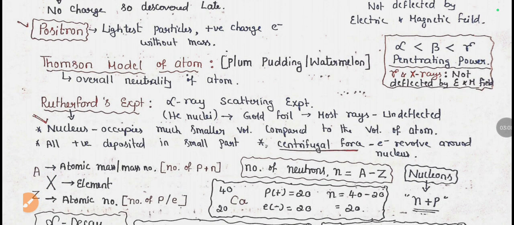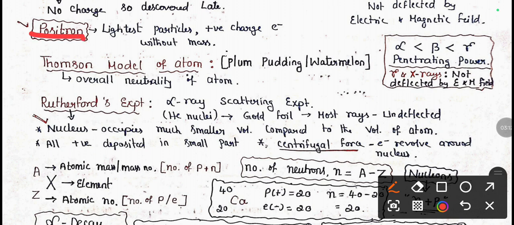Now also remember about the positron. Remember, positrons are the lightest particles. They possess a positive charge and are also called positively charged electrons without mass. So positrons are the lightest particles.